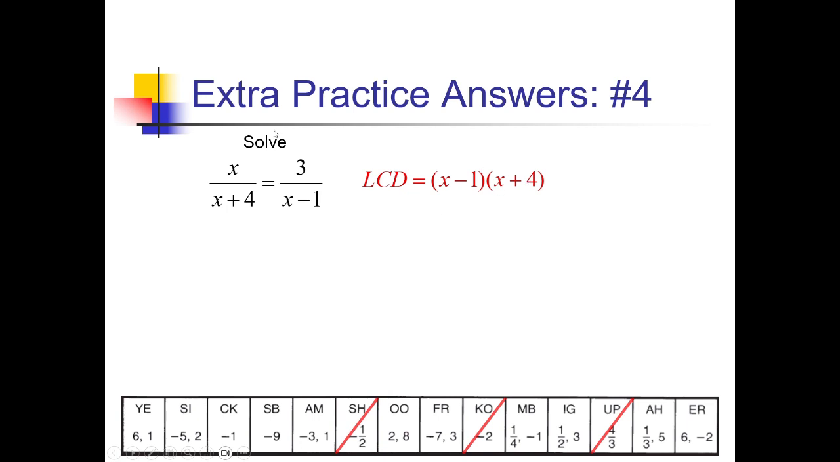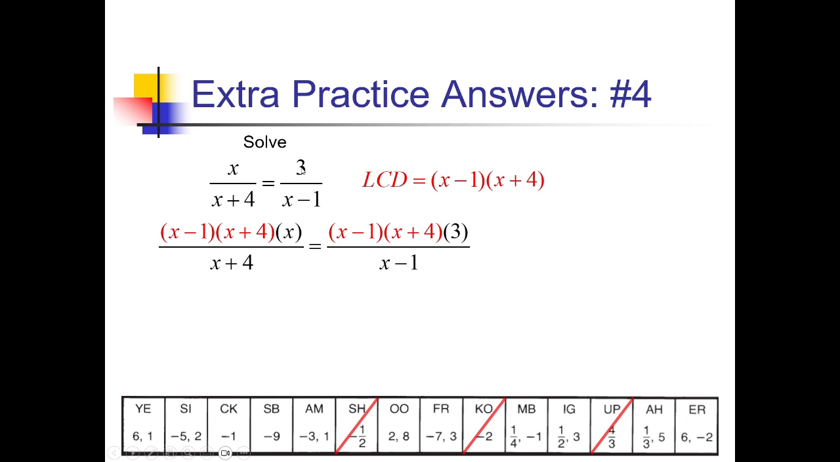So I'm going to multiply each of these by my LCD. And by the way, you could solve this by cross multiplying as well, but I'm going to just do it this way. So LCD times the x up here, and LCD times the 3 up in that other fraction. Back to my first fraction, the x plus 4's cancel. In the second fraction, it's the x minus 1's canceling. So we have x distributed to x minus 1. That's x squared minus 1x equals 3 distributed here gives us 3x plus 12.